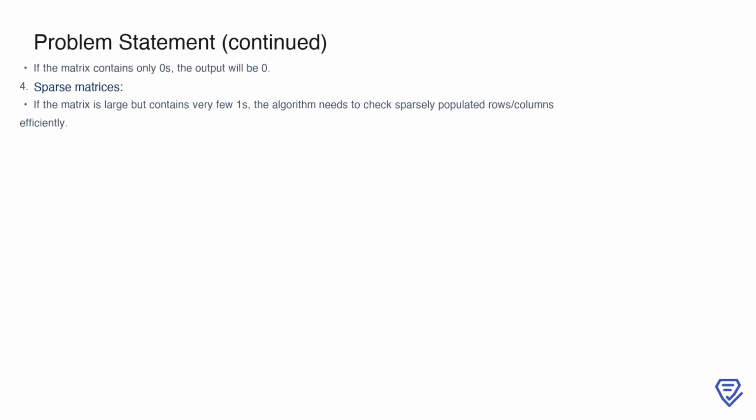Another edge case involves sparse matrices, where the matrix is very large but contains very few ones. In such cases, it's important for the algorithm to efficiently check the rows and columns that contain ones, without wasting time on rows or columns that are entirely zeros. By considering these constraints and edge cases, we can ensure that our solution works correctly for all possible inputs, from small matrices to large and sparse ones. This concludes the problem statement, laying the foundation for solving the problem effectively.